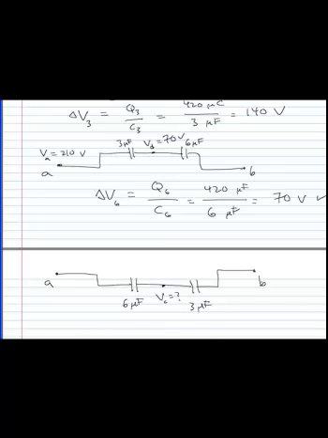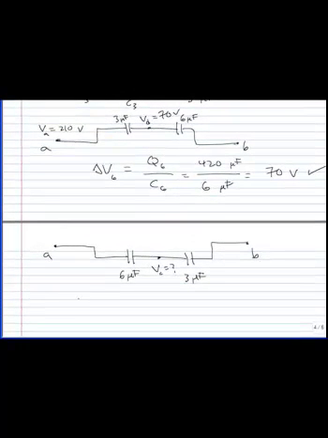Okay, for this part of the circuit, I get the voltage at C is 140 volts. So I've got the voltage at D is 70 and the voltage at C is 140, so the delta between them is 70 volts.